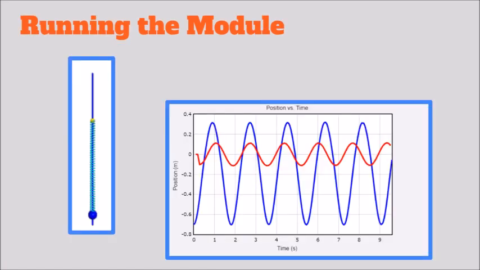I ran the model to see the correlation between the physical position data from Tracker and the position data calculated by the model. The red line represents the physical data and the blue line represents the model. As seen in the graph, the model accurately predicts the motion of the mass spring system, yet it does not fully show the predicted values of the oscillation.